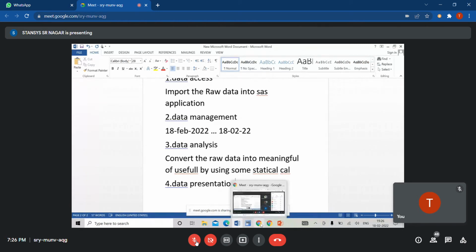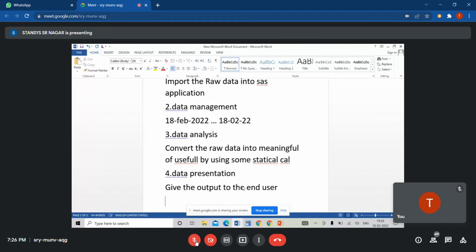Yes, sir. We have to convert the raw data into meaningful or useful information by using some statistical calculations, that is called data analysis. And the fourth one is data presentation. What is meant by data presentation? Whatever you did in the data analysis, you have to give the output to the end user. That is called data presentation.